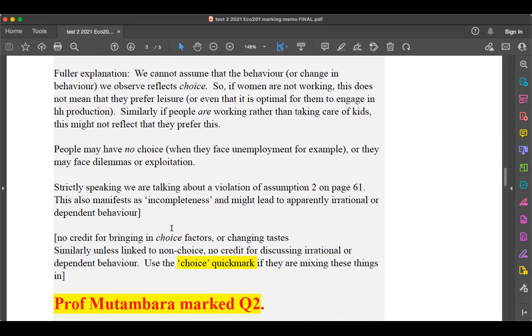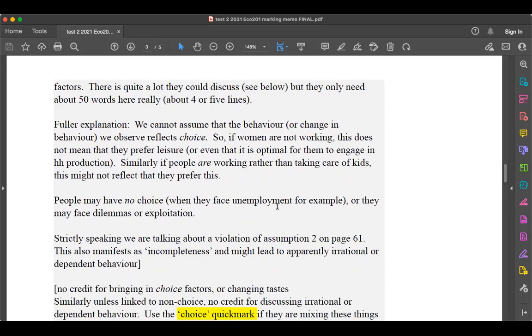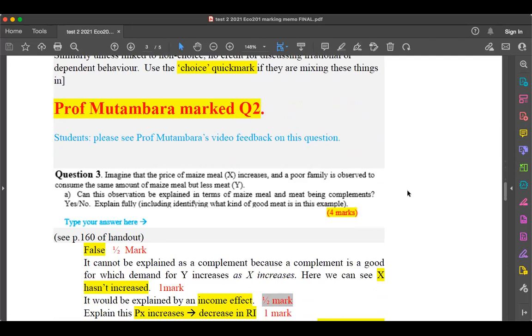So there's no credit in bringing in choice factors or changing taste. You need to ensure that you don't bring up concepts that don't align with what's being said. So talk about the choice theoretic framework, because you're aligning one answer with another. You cannot assume choice because of circumstance in this case. Don't explain concepts with conceptual precision and thoroughness but fail to contextualize them to the questions. Please be wary of that. Be aware of what those concepts mean, but be able to apply them to the answers.